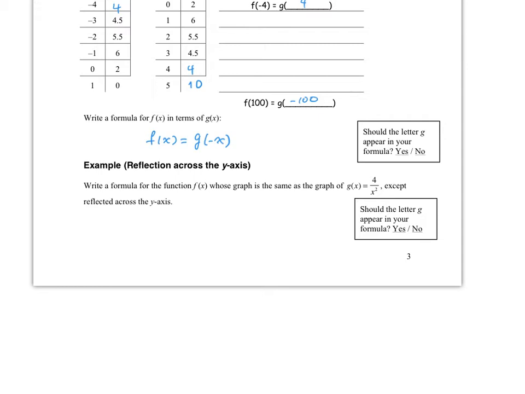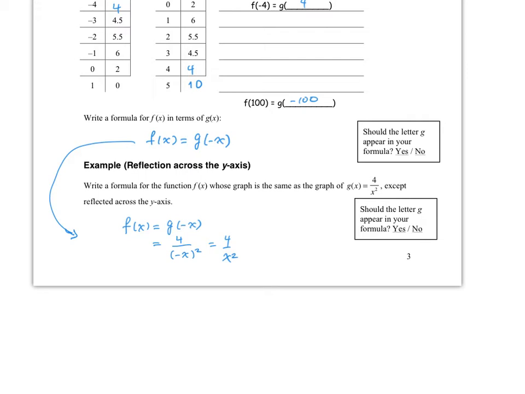where you had to find the reflection on the y-axis. So the question is, write a formula for the function f of x whose graph is the same as g of x except reflected on the y-axis. So automatically we had to go with this. This is the generic formula. So therefore f of x will be g of minus x. But we know what g is. g is equal to this. So this will be 4 over minus x squared. So therefore this is equal to 4 over x squared, which is exactly the same function.